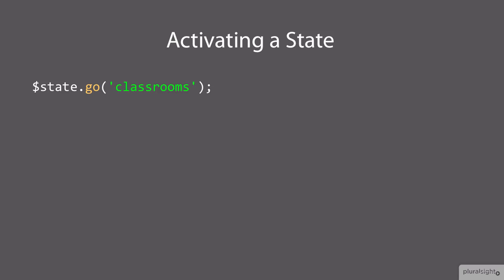activate that state. You can activate states from your views by using the ui-sref directive. You add it to an anchor tag just like you would the href attribute. You set it equal to the name, not the URL, of the state you want to link to.